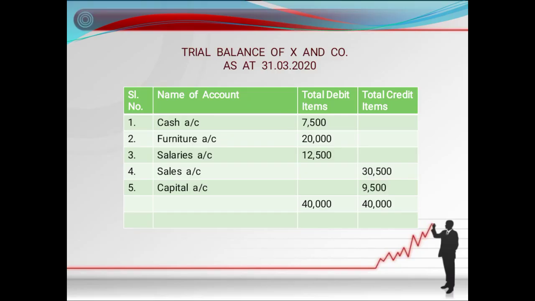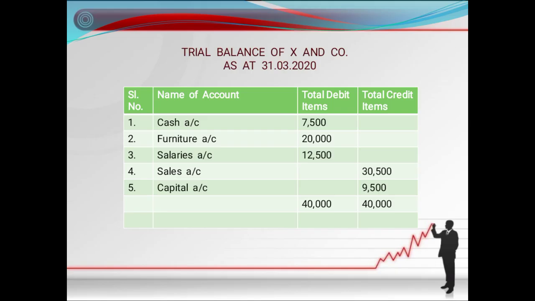Now, when we prepare the trial balance, the format will be serial number, name of the account, total of debit balances, then total of credit balances. We have studied in the cash account, the balance was rupees 7,500. Since cash belongs to the business, it has a debit balance, that is why we have put it under the debit column. Furniture belongs to the business, it has a debit balance, that is why I have written the total under the debit column.